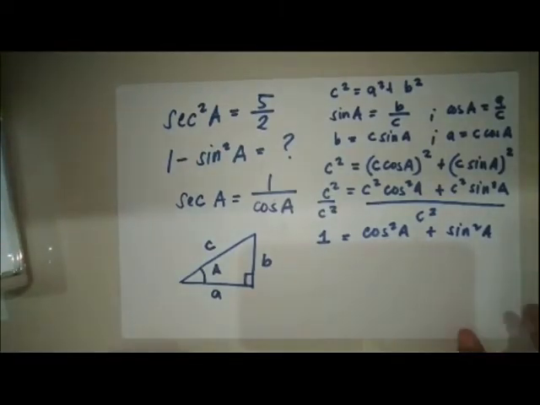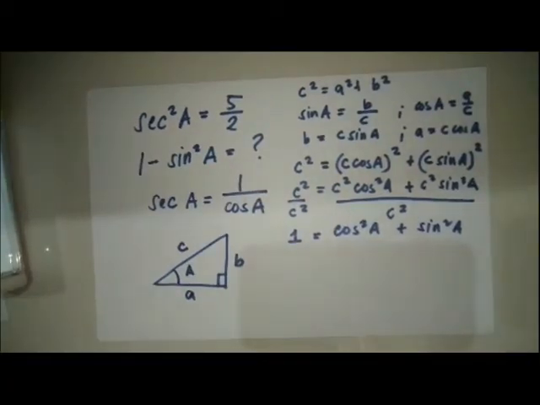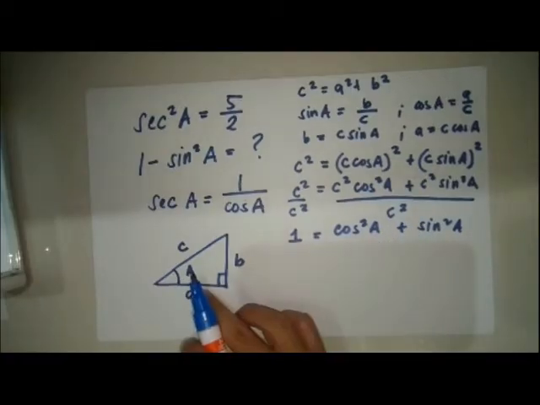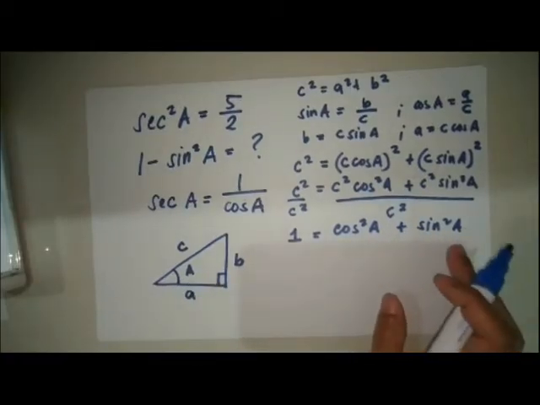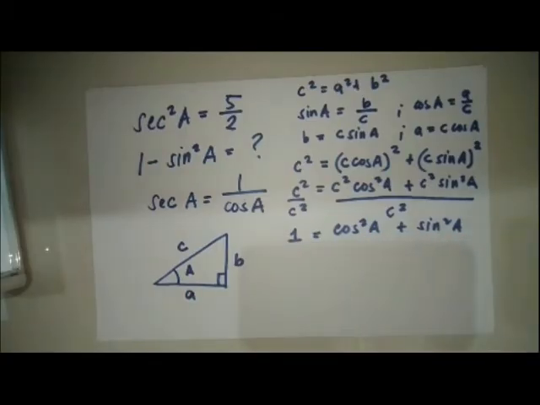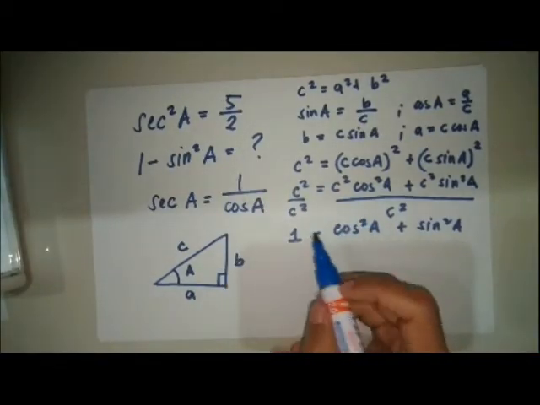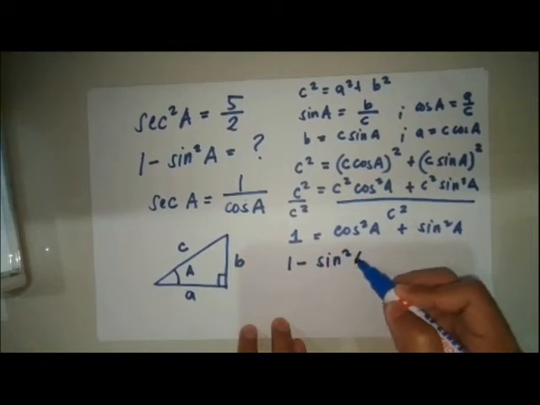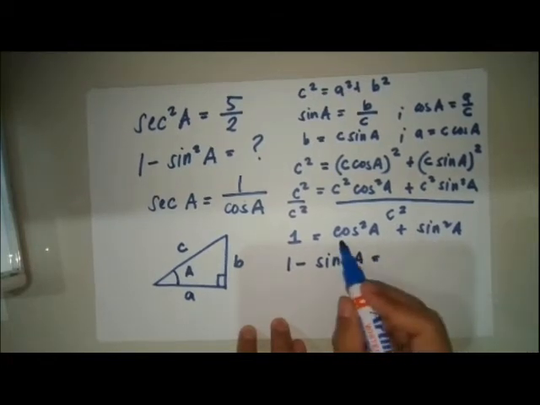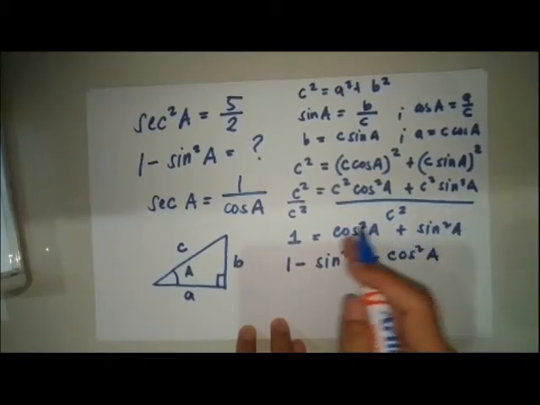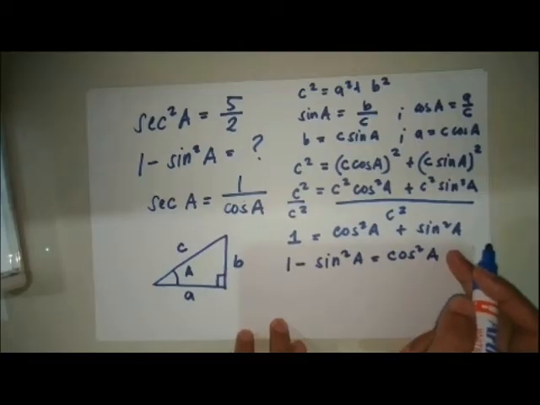So you have this identity. That is what we call as trigonometric identity. The sum of the square of the cosine and sine of an angle is equal to 1. So here we are looking for 1 minus sine squared A. So that's equal to cosine squared A. So we transpose sine squared to the other side.